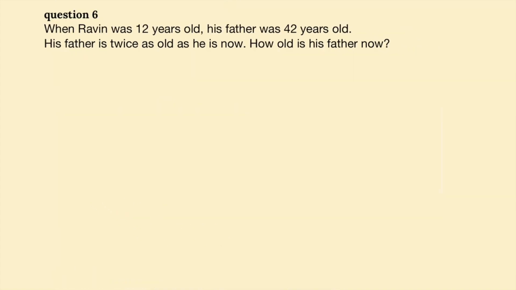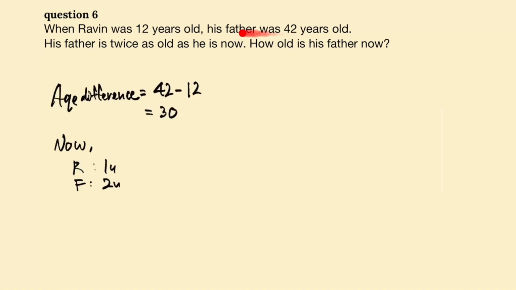When Ravin in the past was 12 years old, his father was 42. Hey, we can find the age difference between these two right now. His father is twice as old as he is now. Anyway, the age difference doesn't change, right? So the age difference in the past here was 30. In other words, no matter what year it is, it's always 30, the difference.